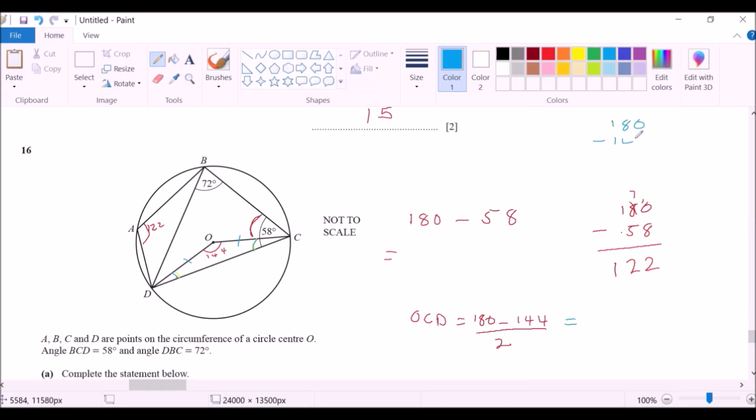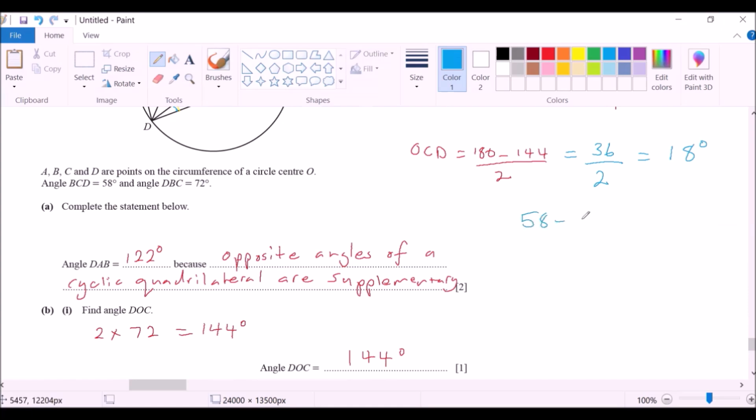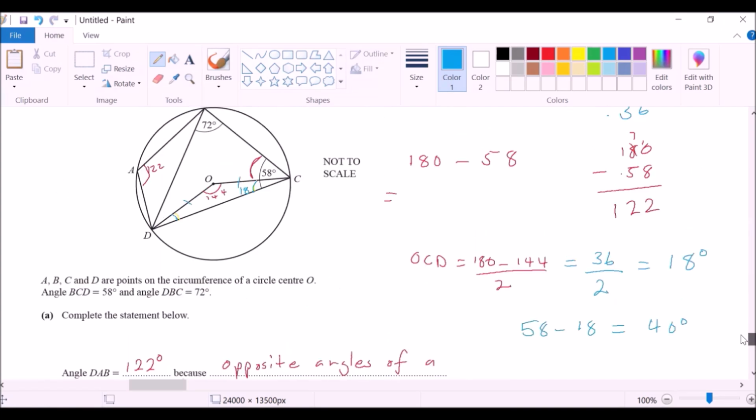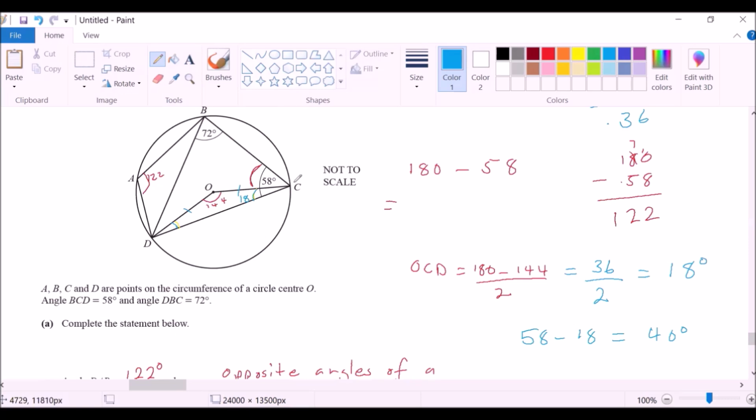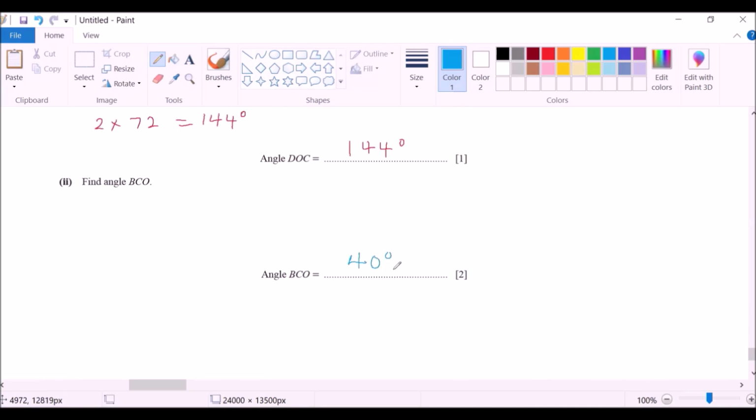180 minus 144, 7, 1. 10 minus 4 is 6. 7 minus 4 is 3. 1 minus 1. So this is 36 over 2, which is 18 degrees. So this angle is 18 degrees from 58. So we can say 58 minus 18, which will give us 40 degrees. So our angle BCO is 40 degrees. Put here 40 degrees.